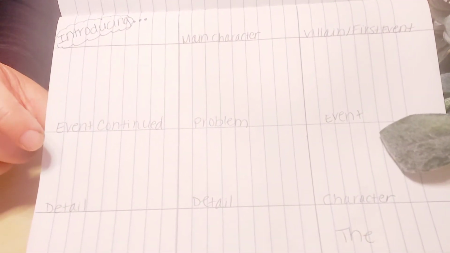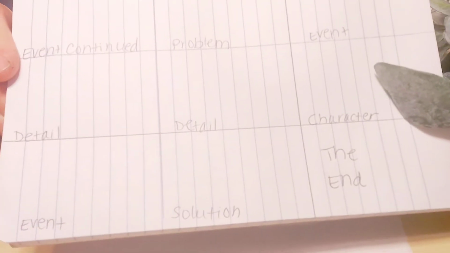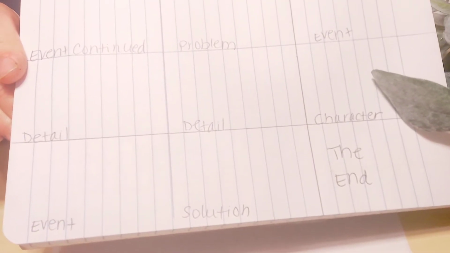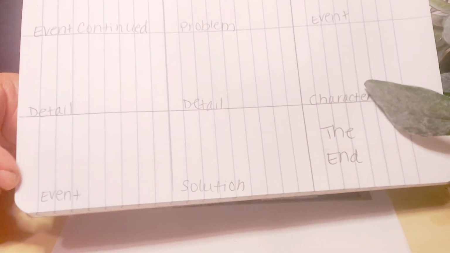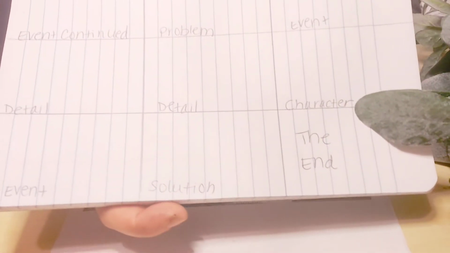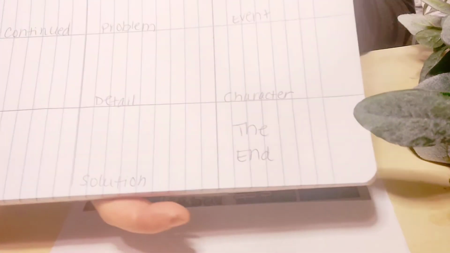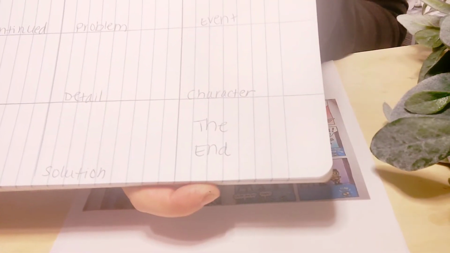Then I'm going to add in also some details below, maybe add in another character as you can see. I'm going to have another event to push along the action. And then my second to last frame, I want to have that solution. And then here's where I'm going to have my wrap up or my ending.